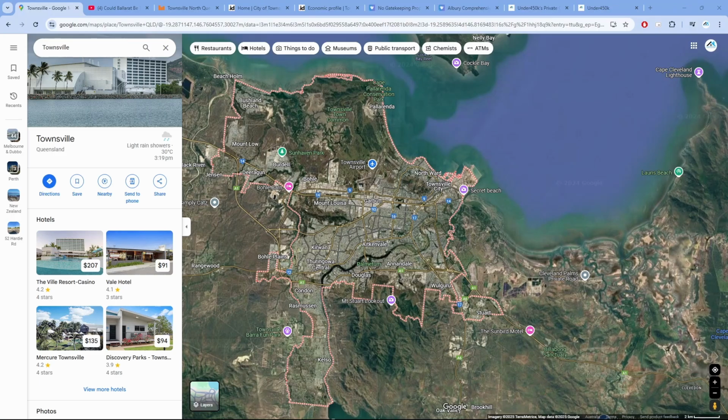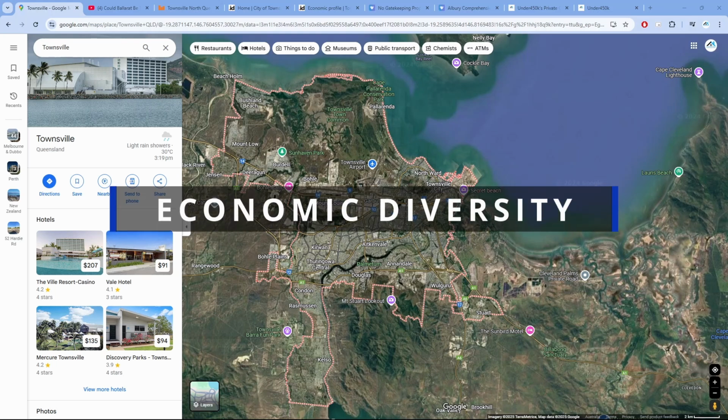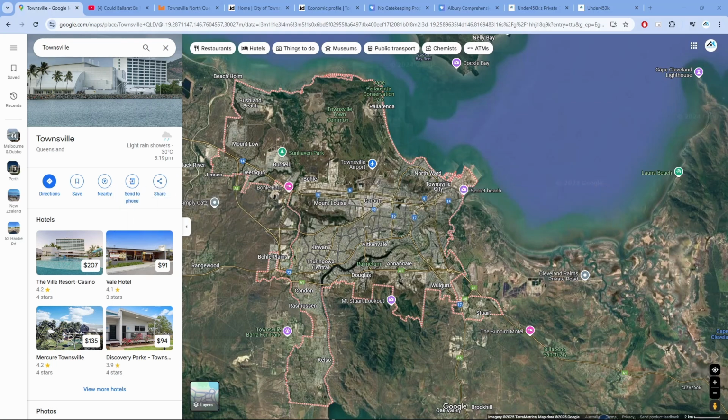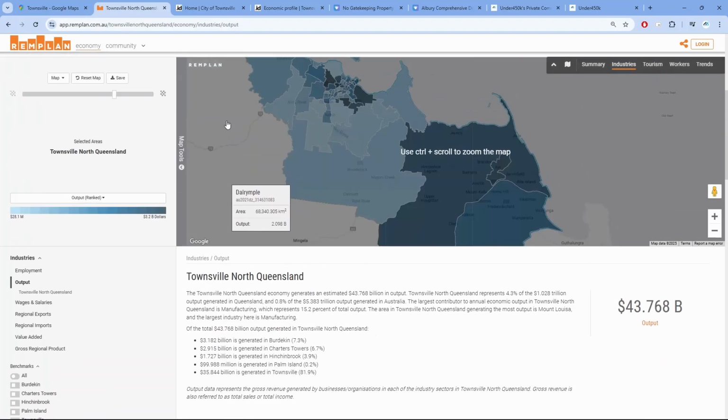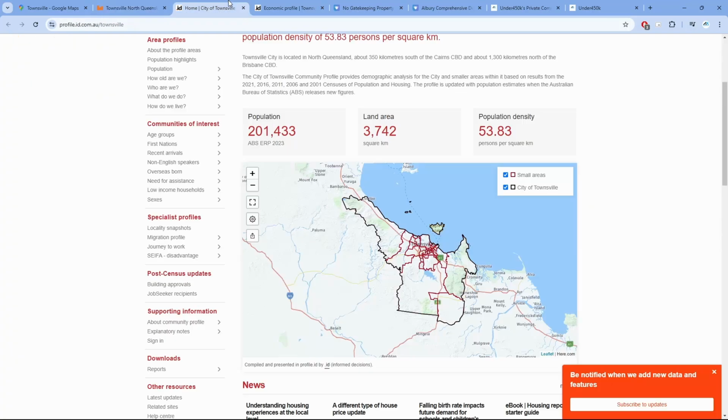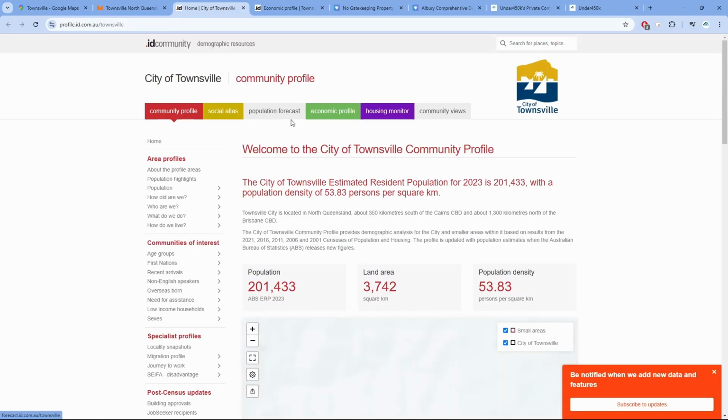And without further ado, let's get into the first metric. I've made this point very clear across every single suburb analysis video I've made, and it's simply about economic diversity. For this video, I'm going to use Townsville as my case study, and I might use other suburbs as well. If you're wondering where I go to assess the economic viability of an area, there are two main websites that I personally use, which are publicly available and completely free. One of them is called Remplan, and you might have seen this previously in my other videos. The other one is called ID Community.